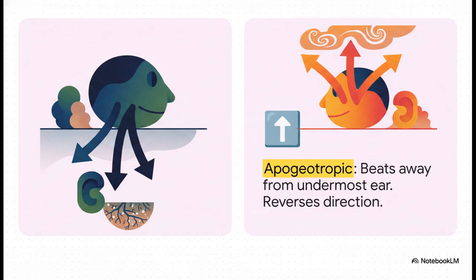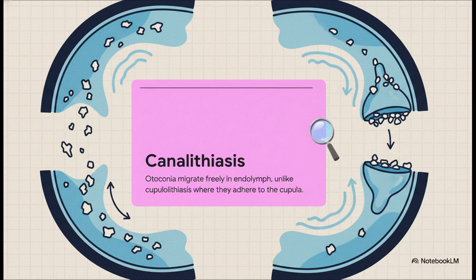Now on the right, we have apogeotropic. Apo meaning away from, so it beats toward the upper ear, away from the floor. And here's the tricky part. In the apogeotropic variant, the affected ear actually gives the weaker response. Let's dig into the why behind the what for a second. Why do these eyes behave so differently? It all comes down to canalithiasis versus capulithiasis.